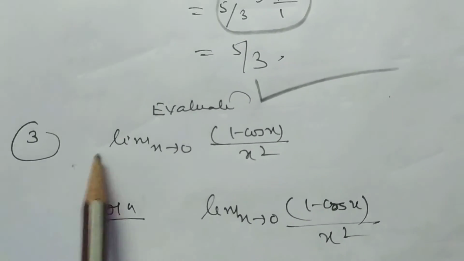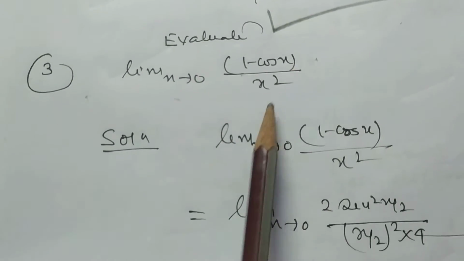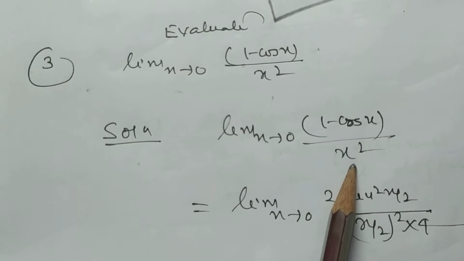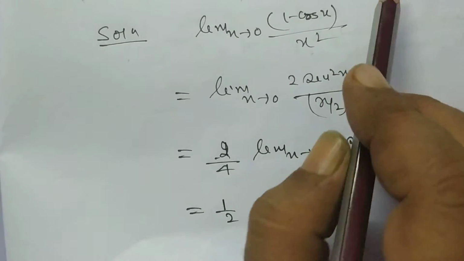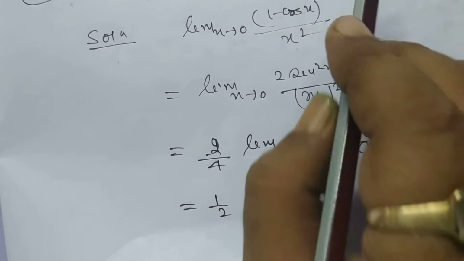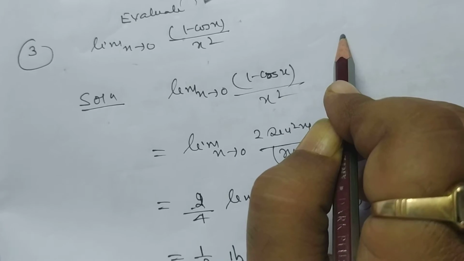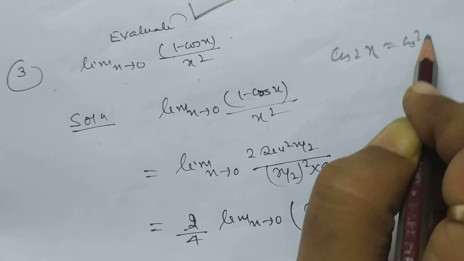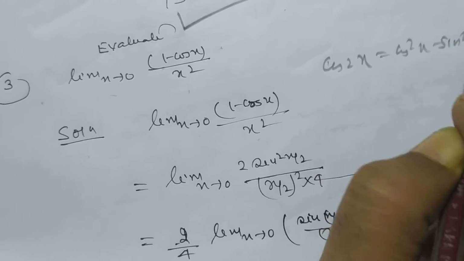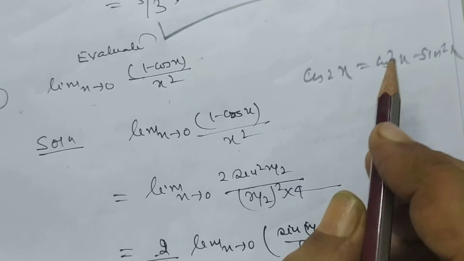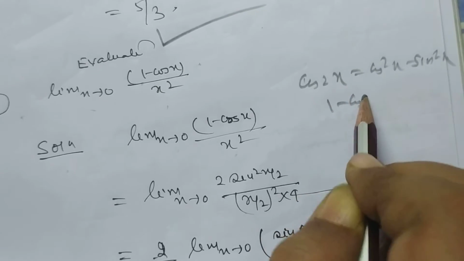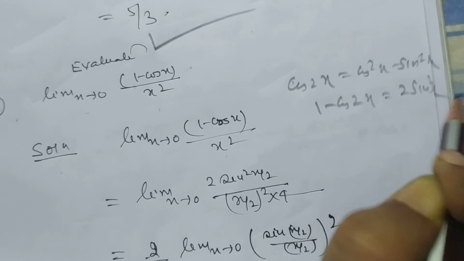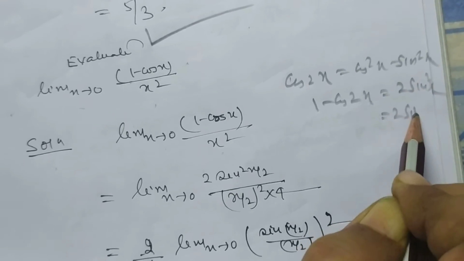Now problem number 3. Limit x tends to 0, 1 minus cos x by x square. My dear student, 1 minus cos x is equal to 2 sin square x by 2. Here we apply the formula. Which formula? The formula of cos 2x is equal to cos square x minus sin square x. And after simplifying, we have 1 minus cos 2x is equal to 2 sin square x.